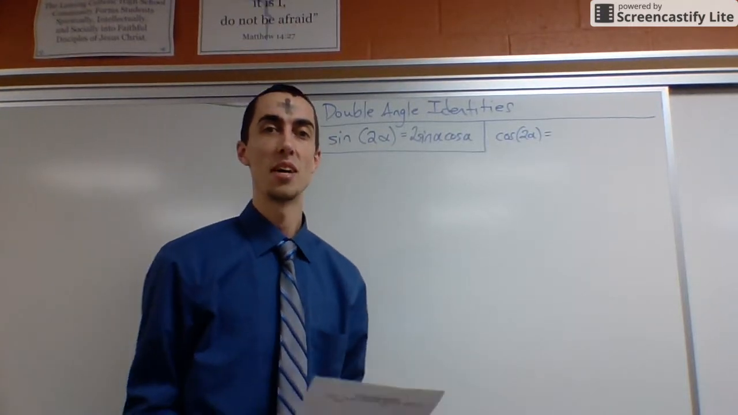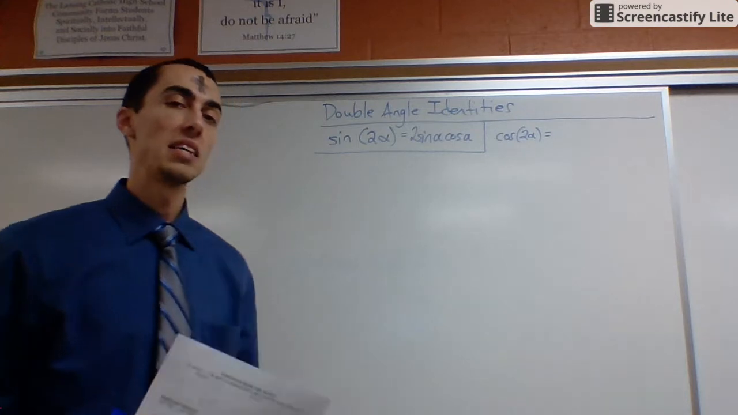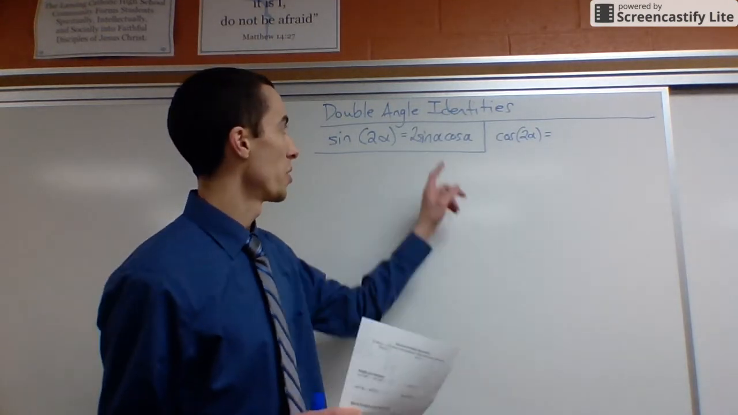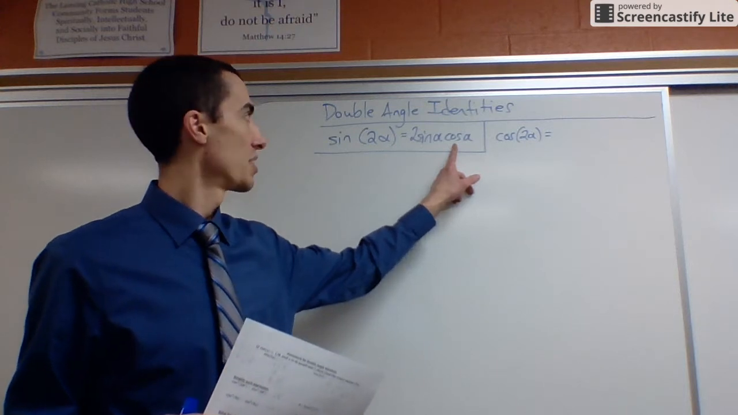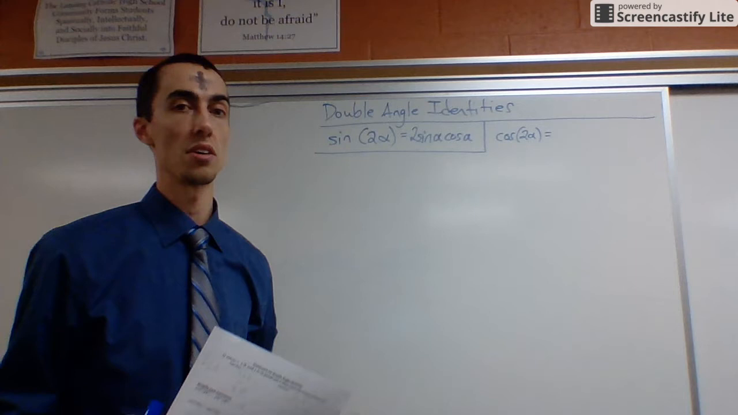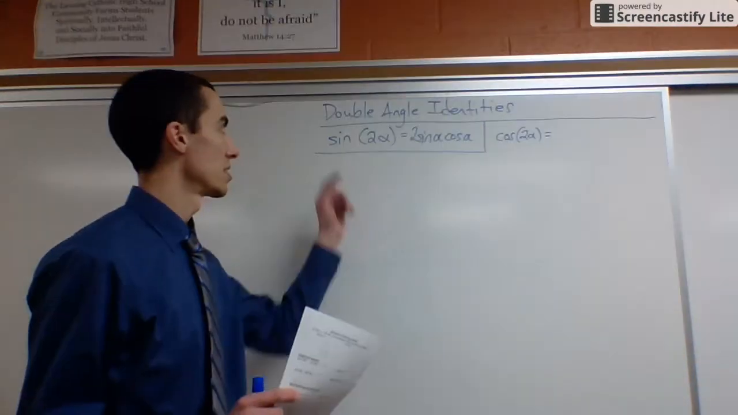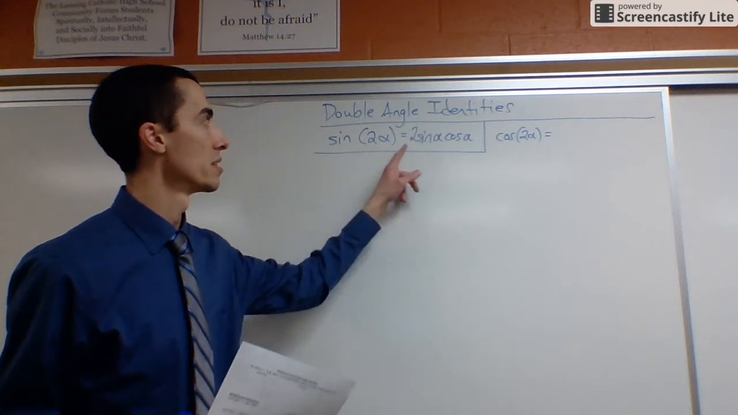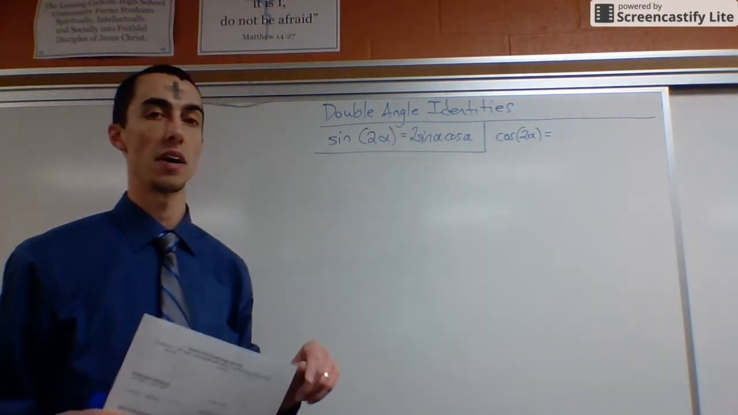All right. Today we're going to be talking about double angle identities. Double angle identities are useful when you know the sine and the cosine of an angle, and you need to find the sine or cosine of twice that angle. So our first double angle identity is sine of 2 alpha equals 2 times the sine of alpha times the cosine of alpha.